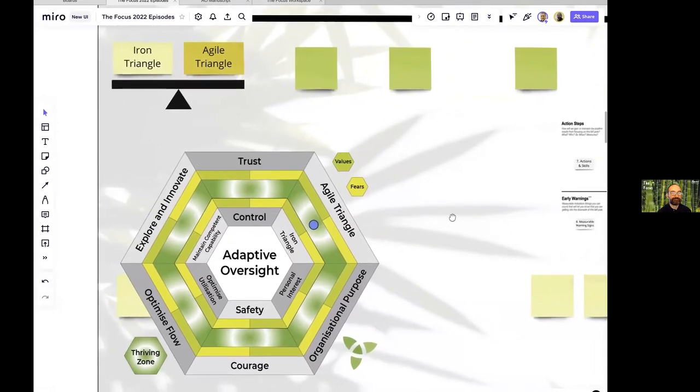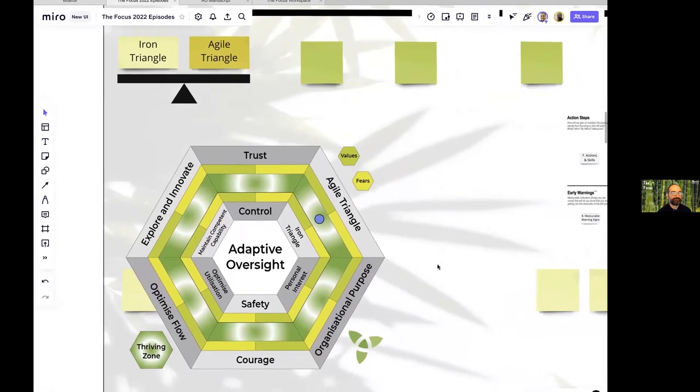So today we're continuing exploring the polarities, the adaptive oversight balances. And what Horia is showing there today is the little scale between the iron triangle and the agile triangle. And in the galaxy view, it's the next two parts of the hexagon along.